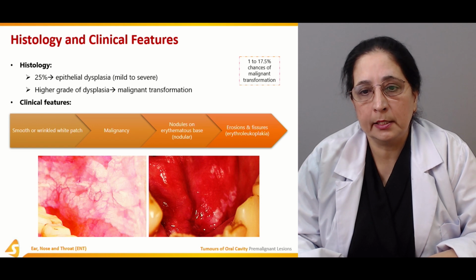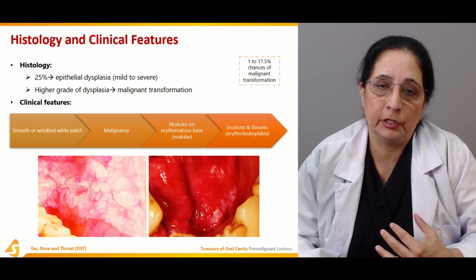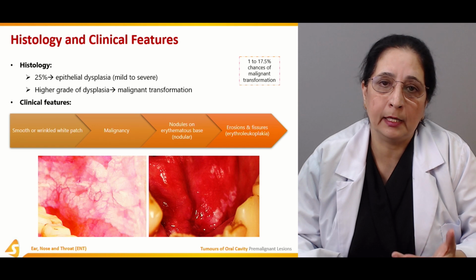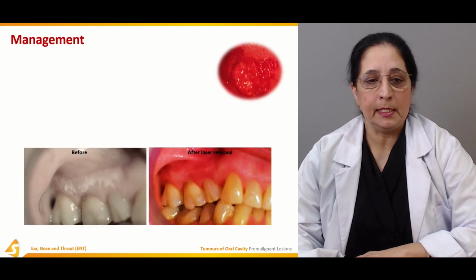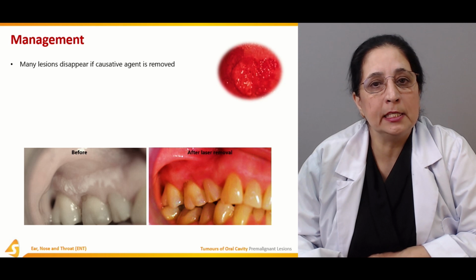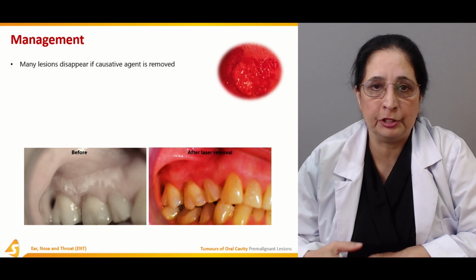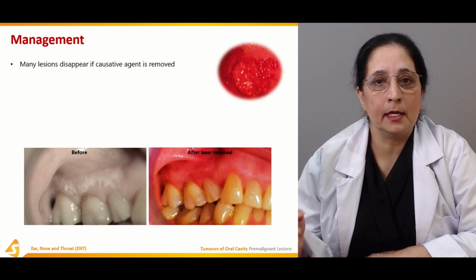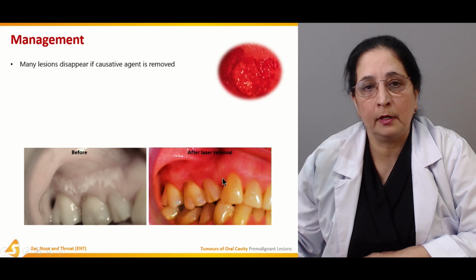Malignant transformation can also occur in the leukoplakia, 1 to 17.5% chance of malignant transformation. So in leukoplakia, sometimes there is a really high chance of becoming malignant, about 17.5%, that's quite a high ratio. Management: many lesions disappear if the causative agent is removed. If it's due to fungal infection, candida, and that is treated or gone, the leukoplakia is removed. This is the condition before and this is after, and it's removed.